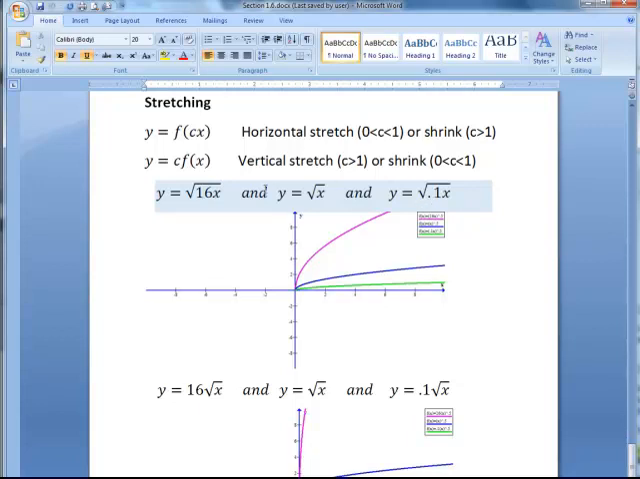Now let's see how this works also for a vertical stretch. In this case, the c is on the outside. But again, this works how you would normally think it would work. If c is greater than 1, it's stretched. If c is between 0 and 1, it's shrunk.